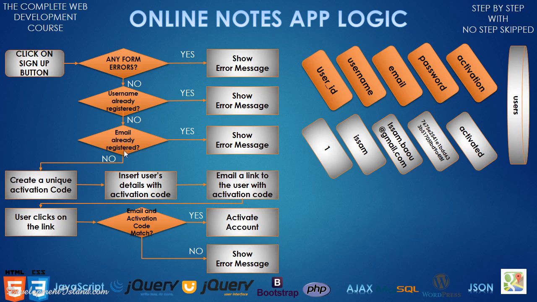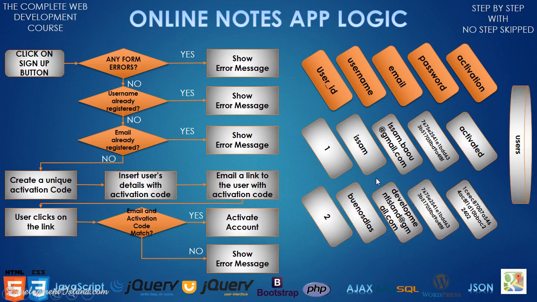If we pass all these tests, then we are ready to register our user. But we need to make sure that the user owns the email address that they have provided. So to do this, we're going to create a unique activation code. We're going to use some advanced functions that can create random numbers that are very highly unpredictable. Then we're going to insert the user's details with that activation code, just like this.